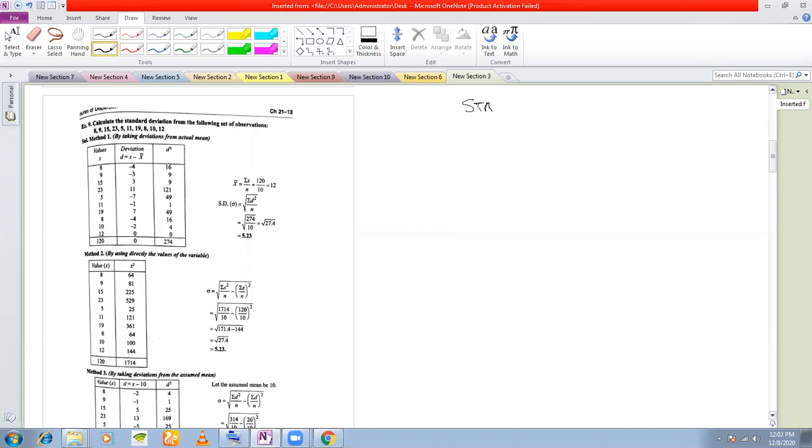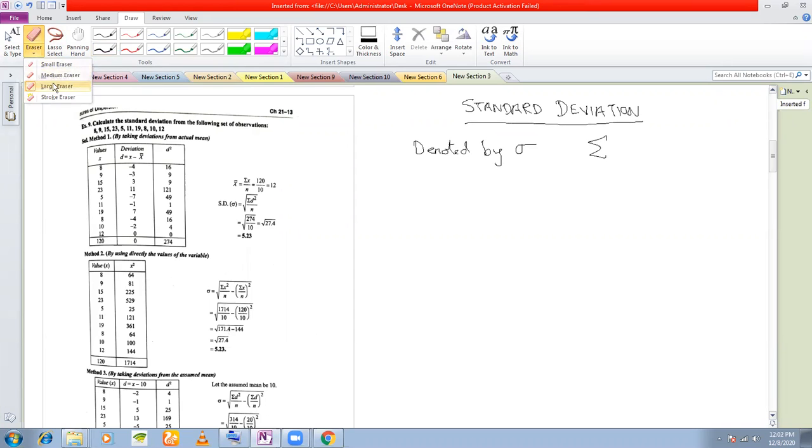Standard deviation, as I told you, standard deviation is nothing but the deviation from the mean. How much data is deviating from the mean. Okay, standard deviation is denoted by small sigma. Okay, you know what capital sigma is? Capital sigma is the summation sign. So this is small sigma. Standard deviation is denoted by this small sigma.